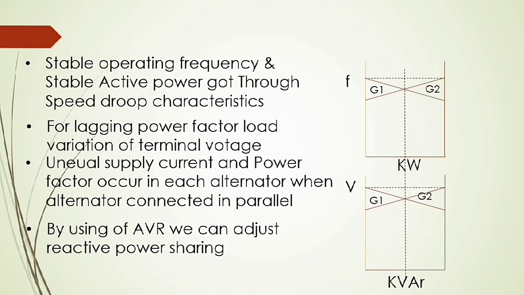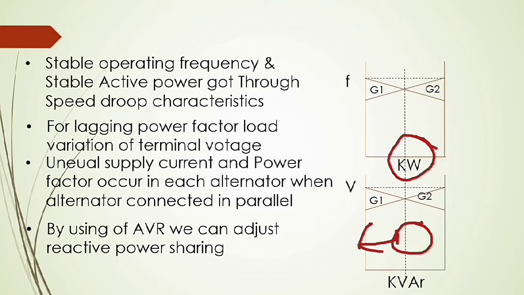But we know parallel connected alternators supply apparent power. So when we fix active power sharing here, we may get different current and power factor. Why is it so? Because of unequal sharing of reactive power. Here you see the equal sharing, but I'm taking the case of unequal sharing of reactive power. Unequal sharing of reactive power is due to the voltage drop of the alternator when a lagging power factor load is connected in the system.